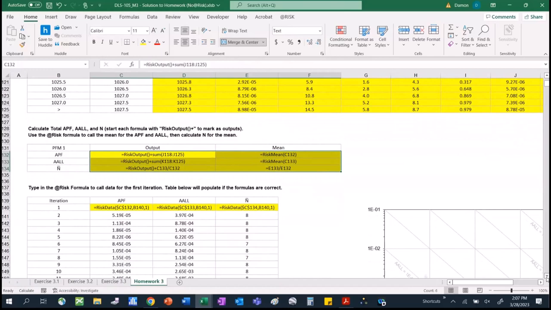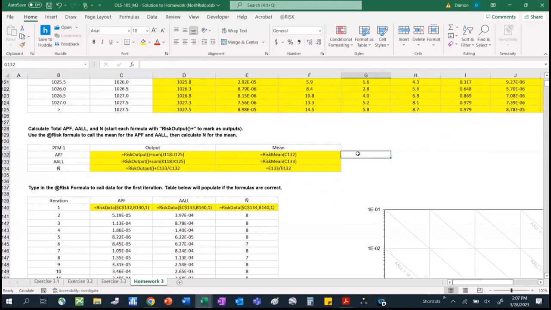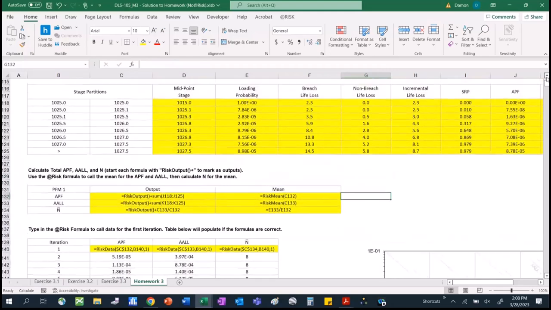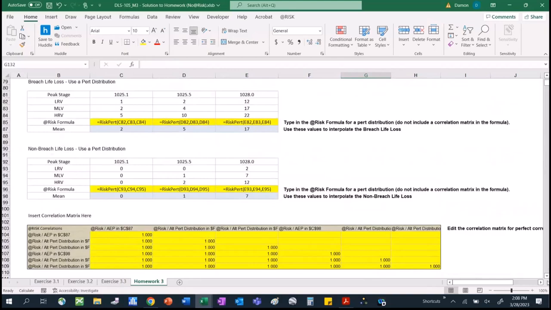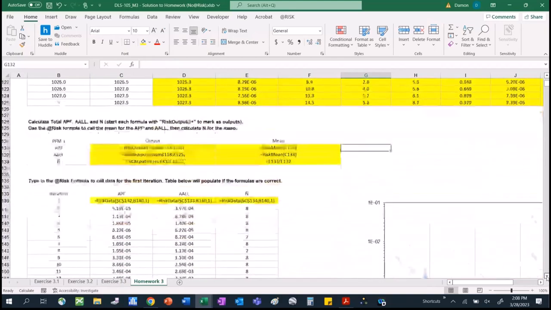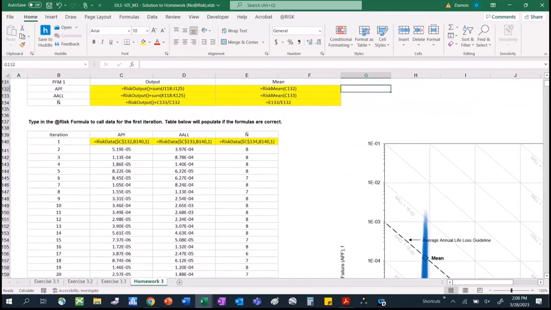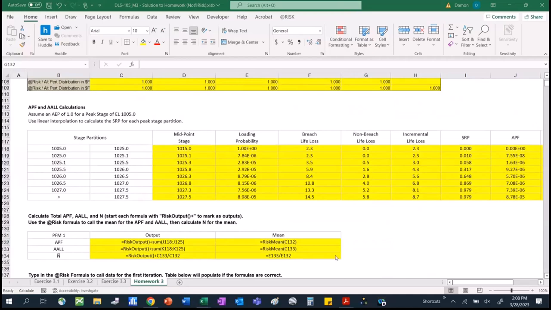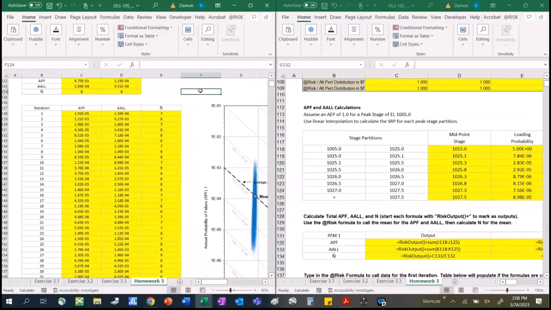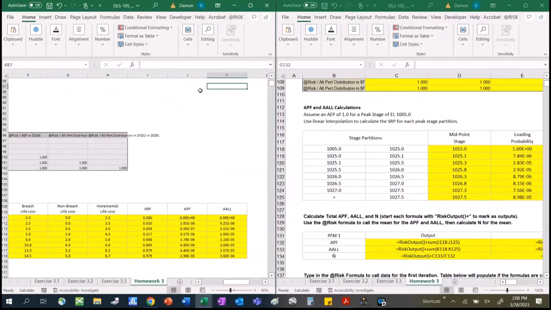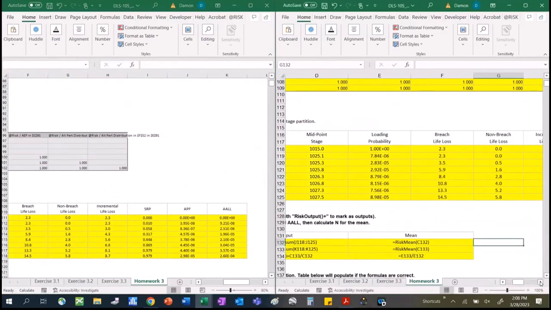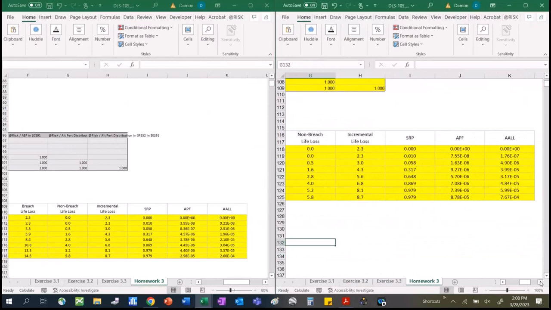I wanted to double check. My plots are all turning out the same, but I just noticed some slight differences in my results. Yeah, trying to think what the slight differences would be. How different were they? If we look at the loading probabilities and the APF, it's pretty close, but there are some situations where, for example, you have 7.55 e to the minus 8 and I have 1.01 e to the minus 7. Oh, I see. Okay. Yeah.